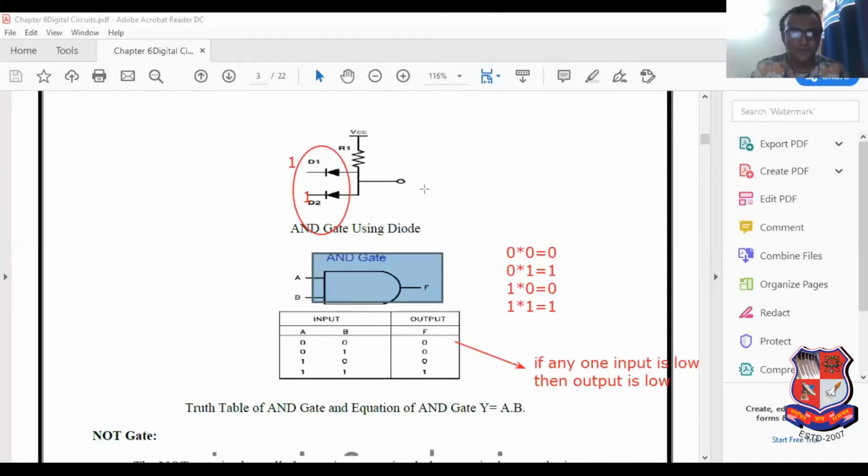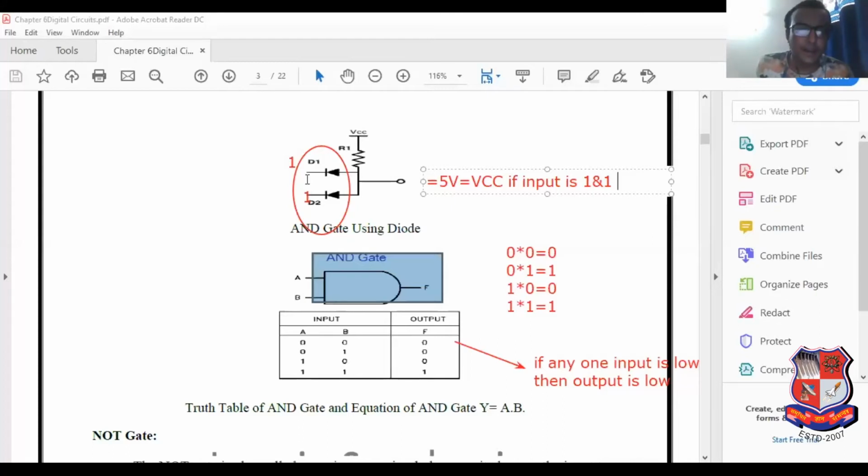So the direct supply voltage we get at the output. So VCC equal to 5 volt is the output if the input is 1 1. So it is the correct explanation of the AND gate.